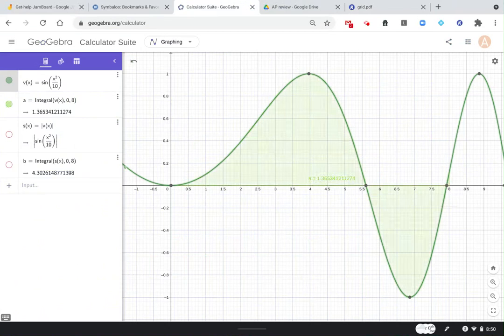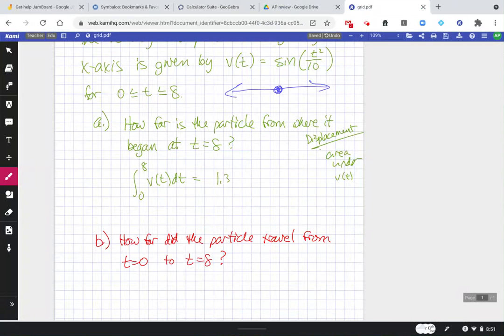So if I punch that in, you'll notice there's my shaded area. It's given by 1.365. So how far is this particle from where it began? It is going to end up 1.365 units away from where it began. So its displacement: it went to the right for a while, it came back to the left, it ended up 1.365 units from where it began.